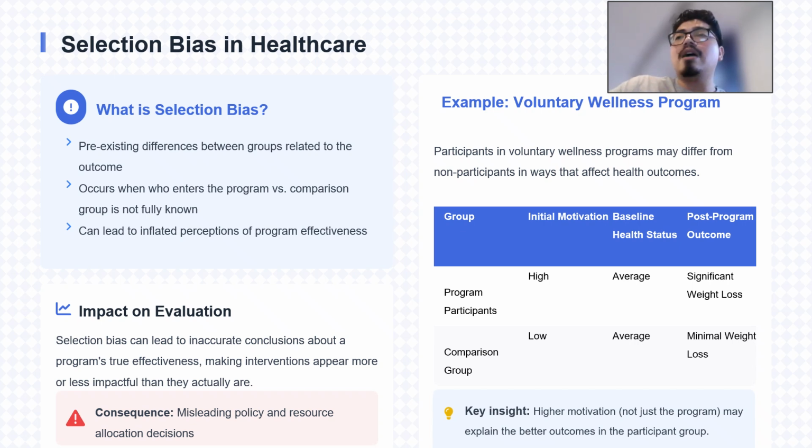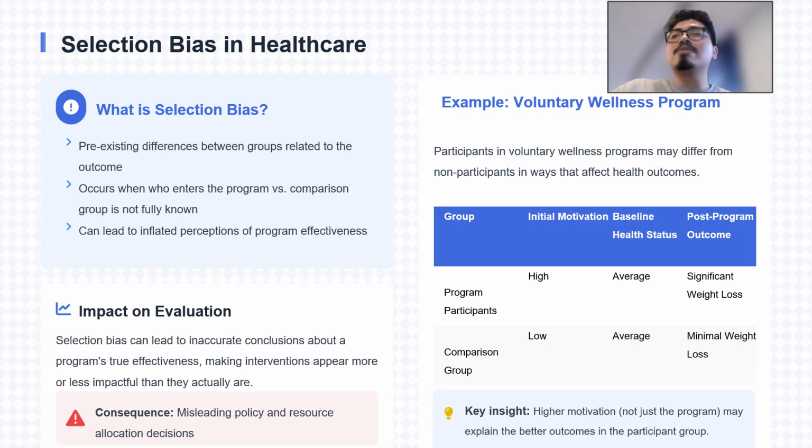So, attrition happens when people drop out of the study or the data is lost. Maybe they move away or they refuse to answer follow up surveys. If the ones who disappear from the program are different from those who stay, for example, maybe only the most successful people answer at the end, the results become biased. The same can be said for the comparison group. If only certain types of people respond, we are no longer comparing apples to apples.